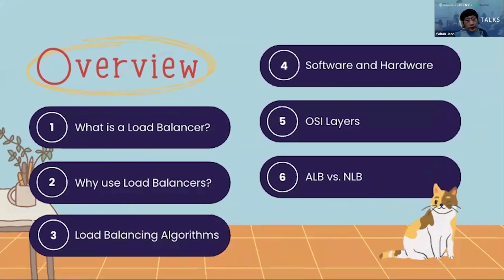Here are some of the topics that we are going to touch on during the talk. First is a general overview of what load balancers are and why one would even use load balancers. Second are all the diverse load balancing algorithms that can be utilized for distributing traffic. Then we are going to talk about differences between hardware and software load balancers. Next, before discussing application and network load balancers, we want to give some context by discussing OSI layers, and finally end the presentation with an overview on the differences between application and network load balancers.